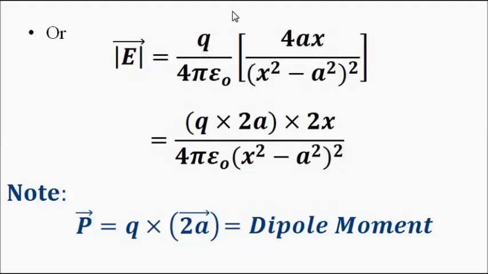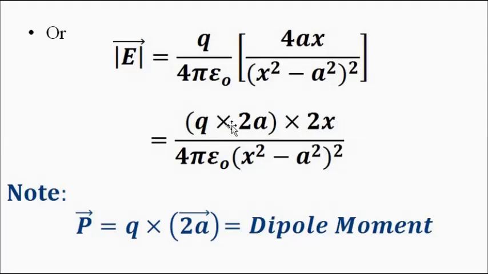Now here we will make some slight modifications in the numerator so that the expression will come in a proper manner. Q into 4ax, we'll write it as q into 2a into 2x. 2a into 2x is the same as 4ax. So here we'll write it as q into 2a into 2x. Don't be confused that it is a cross product. It is not. It is simple multiplication.